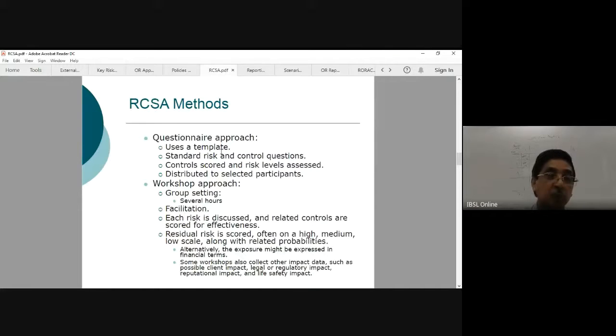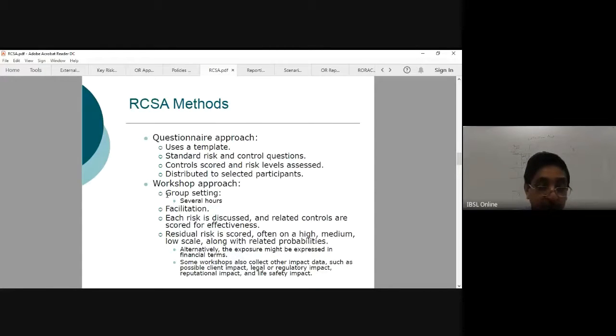Now, as it is, there are 2-3 methods of RCSA. Now, there's one method called questionnaire approach. The other one is workshop approach. I emphasized the workshop approach because the group setting is there, facilitation is there. And that's what I told you.